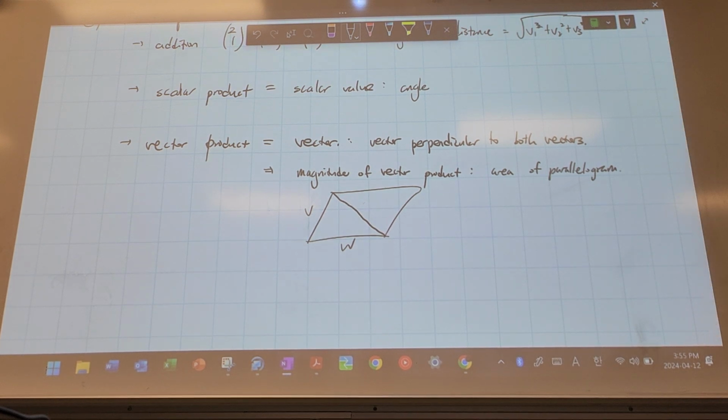Wait, when it says the area of the parallelogram, how would you decide if the vectors are going infinitely? Vectors don't go infinitely. Oh yeah, sorry. Yeah, a vector has a magnitude. A vector has a distance. Your V and W are the vectors. You would find the area of that parallelogram. Yeah.